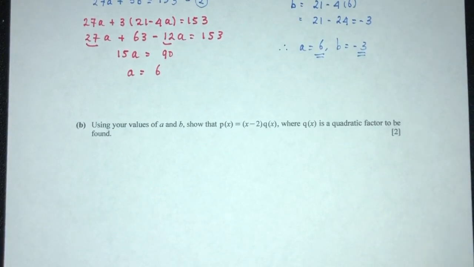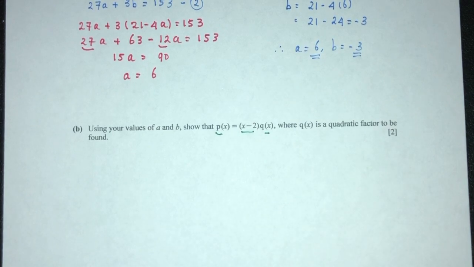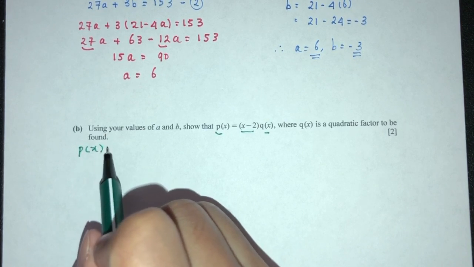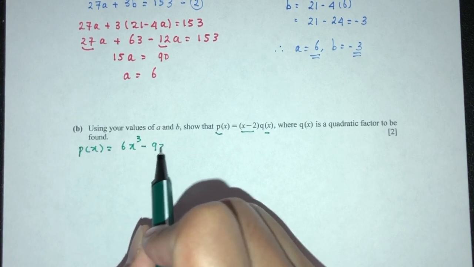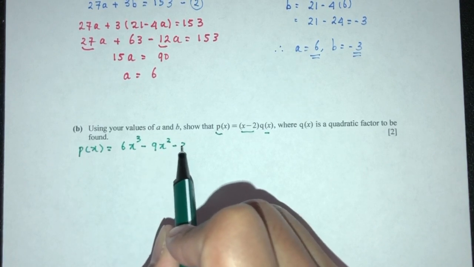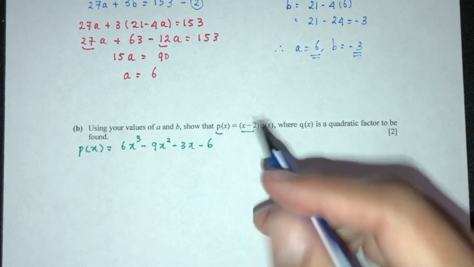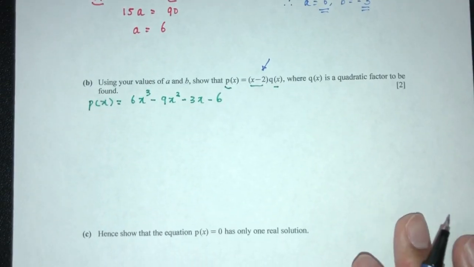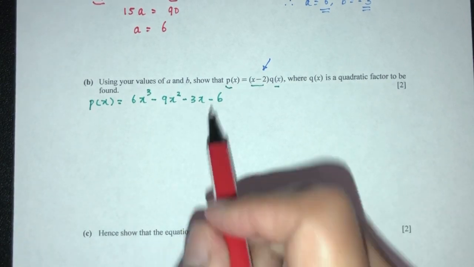Now for part b, we have to use the values of a and b. We have to show that p of x is equal to this, where q of x is a quadratic factor, so pretty easy. Right now we know that p of x is equal to 6x cubed minus 9x squared minus 3x minus 6. We have to express this in this form, but we know that x minus 2 is a factor already given to you by the question. So we just have to perform long division to see what is the remainder, or the quotient. So in this case, let's do that.